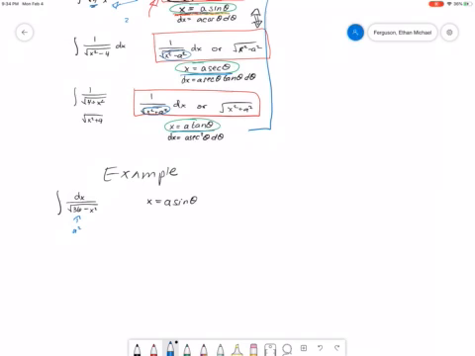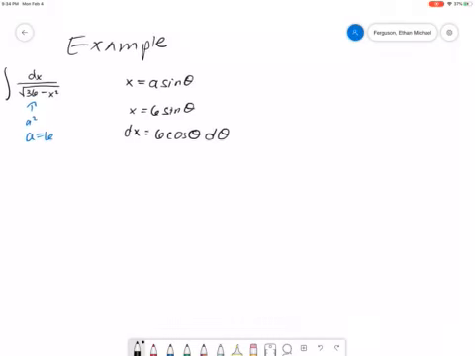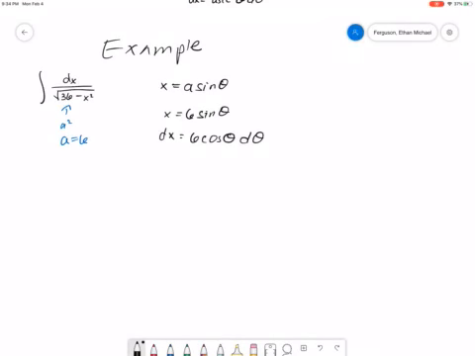To find a, you just take the square root of 36. So a is equal to 6. So over here we're going to have x is equal to 6 sine of theta. And obviously we need to find our dx, which would be equal to 6 cosine theta d theta. So that's the substitution we're going to make. We're going to zoom in here a little bit. This is the substitution we're going to make.